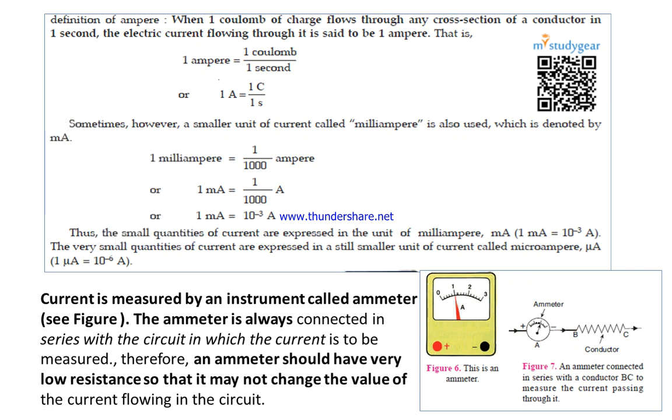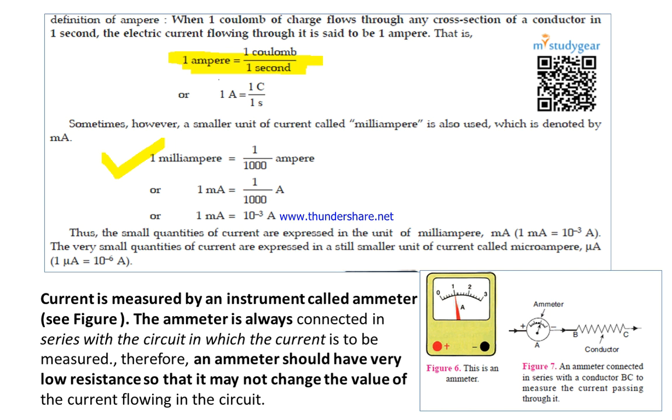Okay, so what is the definition? Let's see: when 1 coulomb of charge flows through any cross section of a conductor in 1 second, the electric current flowing through it is said to be 1 ampere. So this ratio is known as 1 ampere, that is 1 coulomb of charge flowing through a given area in 1 second. Now let's see some more types of ampere representation, that is 1 milliampere.